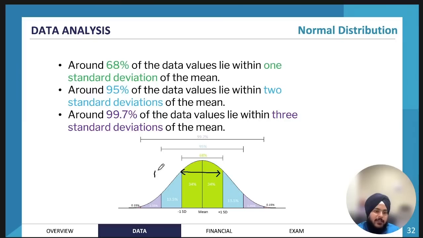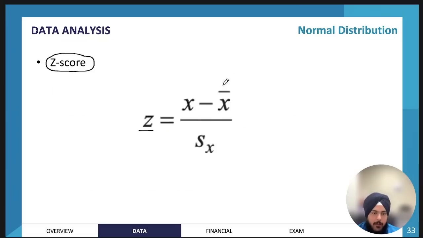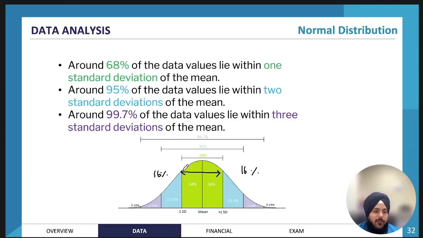So therefore, we will have 16% on the left-hand side, because remember, it's approximately symmetrical. So it's a symmetrical graph, 16% here and 16% here, and 68% in the middle, in total equaling 100%. Now that we have determined how much is 16%, what does this graph say? It says that 16% of the females are more than 160 centimeters tall. So 160 centimeters should be here, which is one standard deviation above the mean. Well, we don't know what the mean is yet.